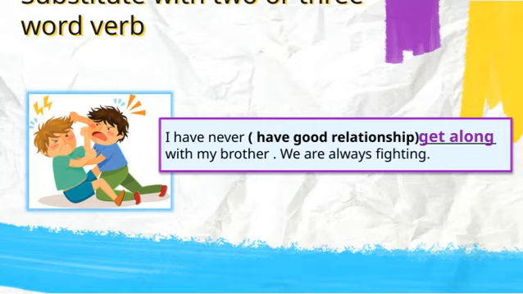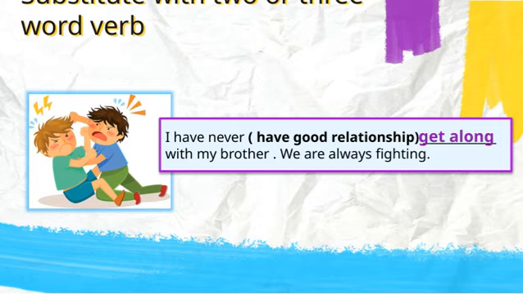I have never really gotten along with my brother. We are always fighting, and it's been that way for a long time. Sometimes it feels like no matter what I do, we just can't see eye to eye. It's interesting to note that when we talk about getting along, it often involves a couple of key phrases like get along or get on well. These phrases are about having a good relationship, especially with family and close friends.